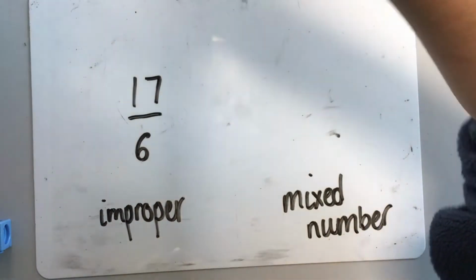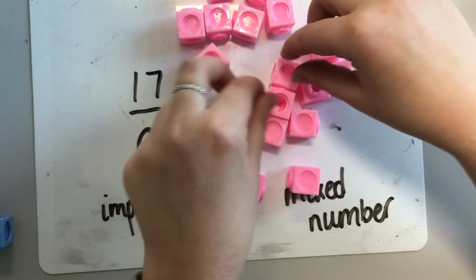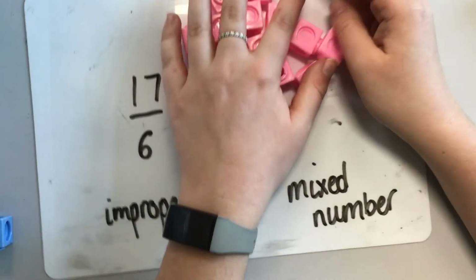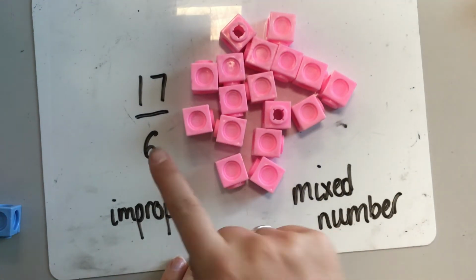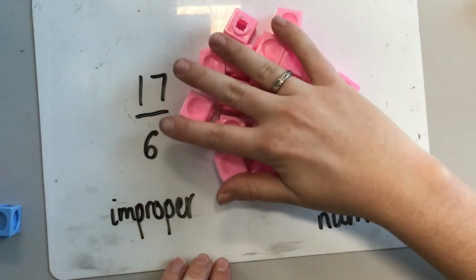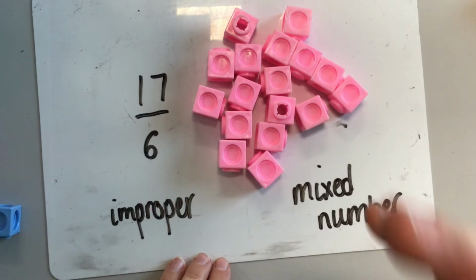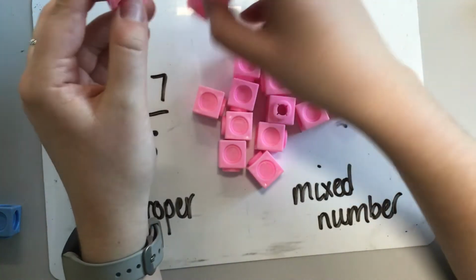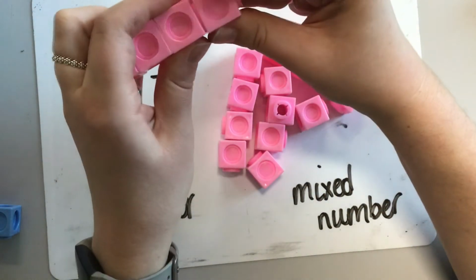We are working in sixths. 1, 2, 3, 4, 5, 6, 7, 8, 9, 10, 11, 12, 13, 14, 15, 16. Oh, so close. Nearly did a really good estimate there and got 17. Right, 17. The denominator is important. It tells us that we are working in sixths. So how many parts will be in 1 whole if we're working with sixths? And the answer is 6. So I need to think, how many wholes or how many groups of 6 can I make from 17?